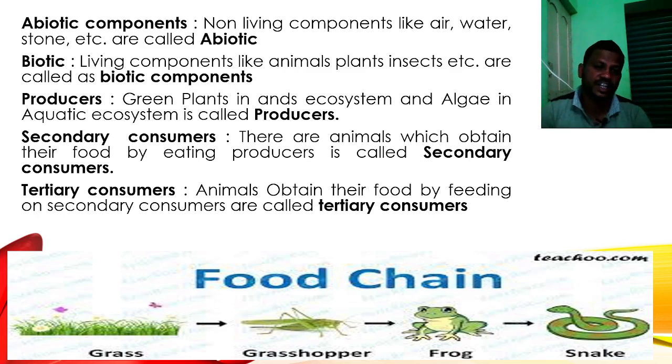And the third one is the tertiary consumer. These are animals that obtain their food by feeding on secondary consumers. You can take the lion, tiger, human beings. These all are tertiary consumers. Why? Because they depend upon the secondary consumers like the deer, cow, buffalo, goats, hens, etc. Okay, these are known as tertiary consumers, which depend upon the secondary consumers.